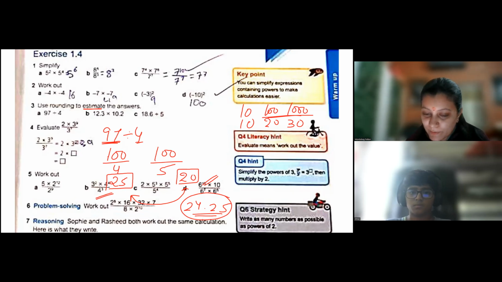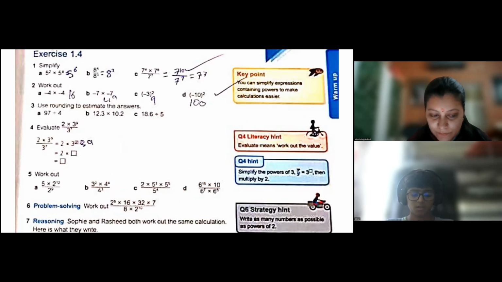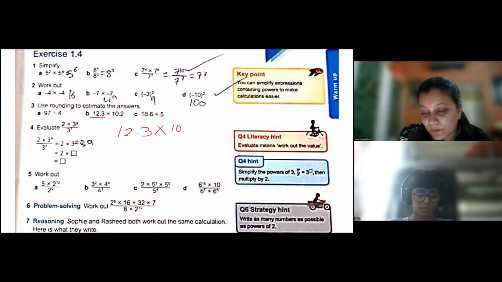Let's check the next one. Keep the calculator with you only. So 12.3 multiplied by 10.2. And don't check it right now. First, let us estimate the answer. Then later on we'll check.